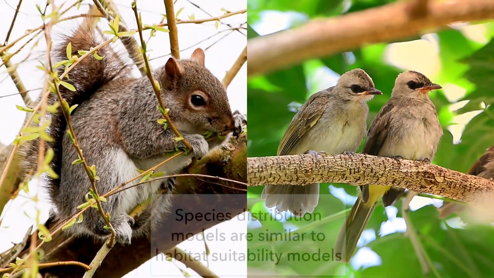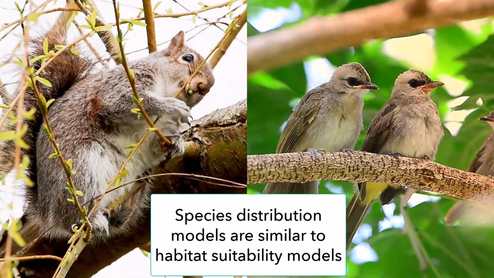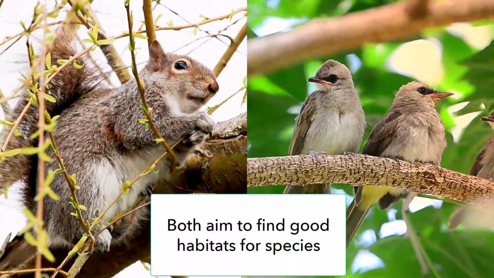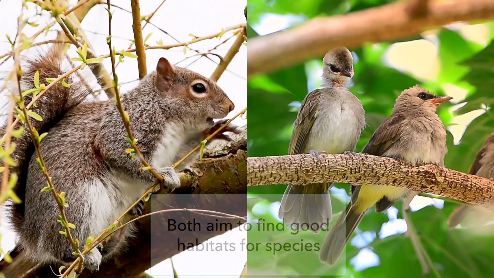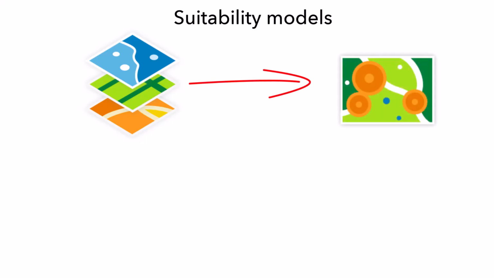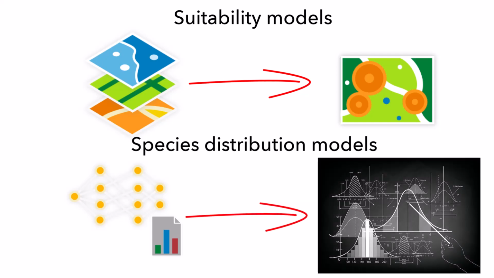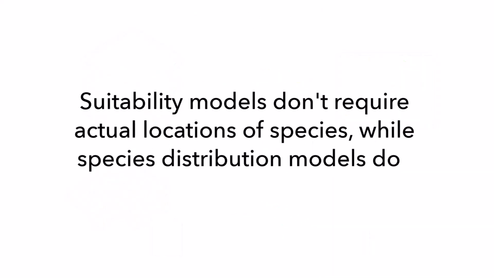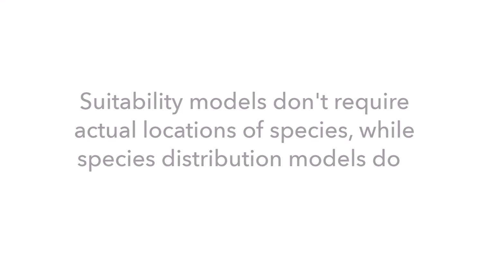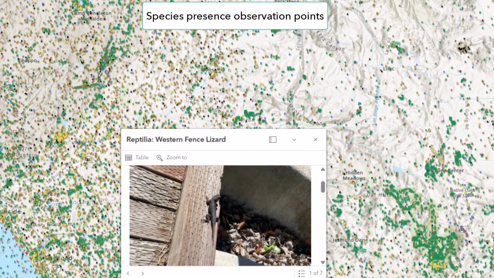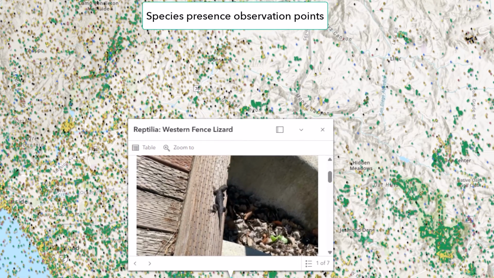Species distribution models are similar to habitat suitability models in that the aim of both is to understand where good habitat exists for species, but they do this in very different ways. While suitability models use overlay techniques to identify habitat, species distribution models use statistical or machine learning algorithms to model the probability that a species might be found in a particular location. With suitability models, there is no need for actual locations of species, but these data are a critical input for species distribution modeling. When constructing species distribution models, it is common to only have observations of species presence.